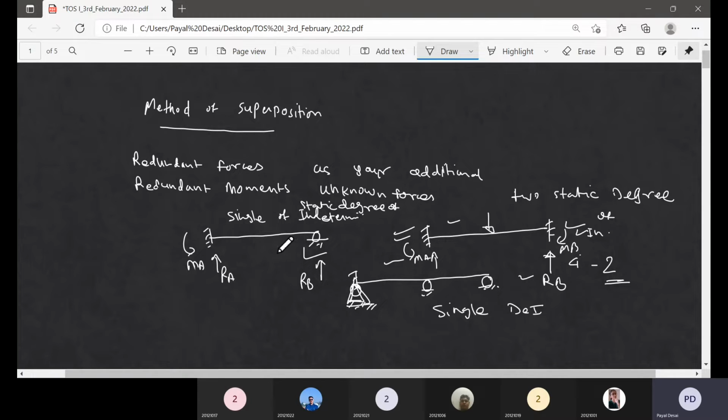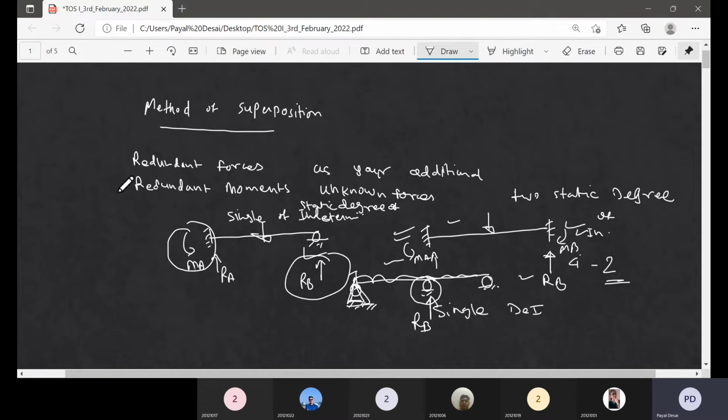That exercise itself I have given you in the example and the homework. I hope all of you are following that. If you take MA, then of course your beam becomes simply supported, but if you take RB, then it becomes a cantilever beam. So in the third case we have removed this support, that is, the vertical reaction RB as the redundant force.